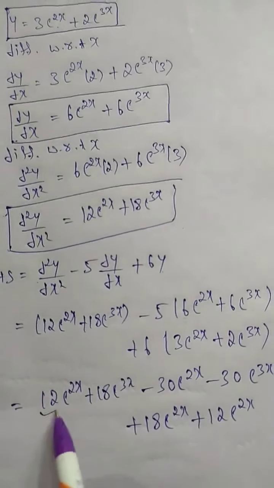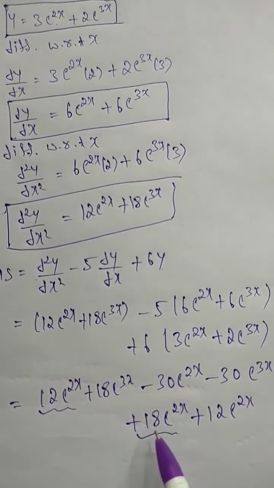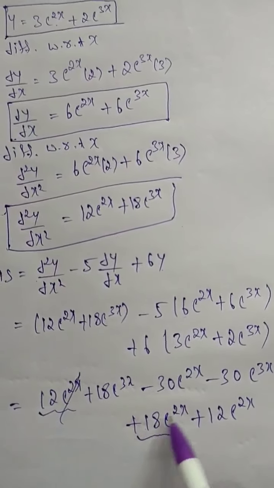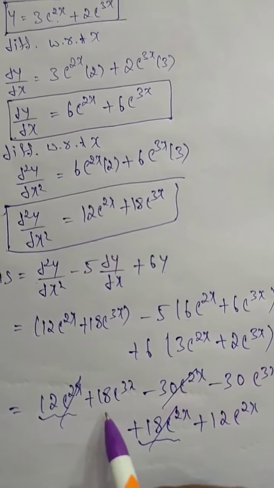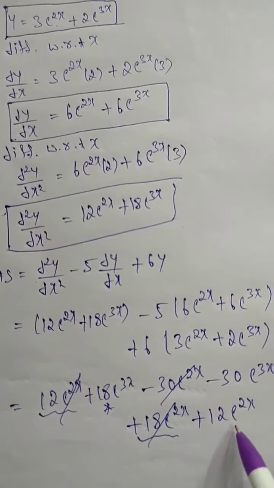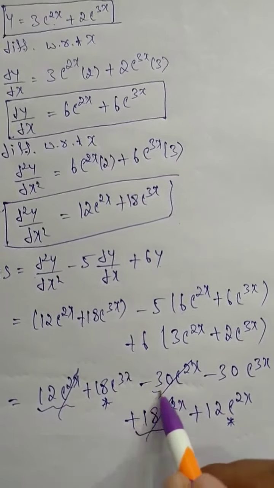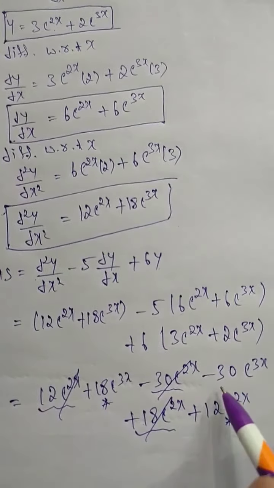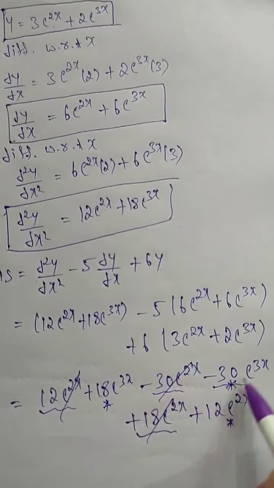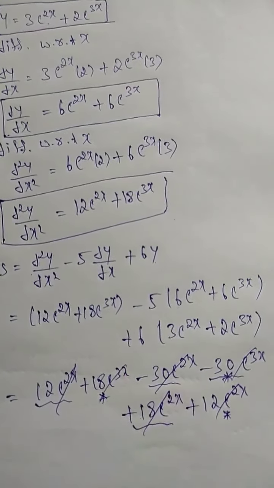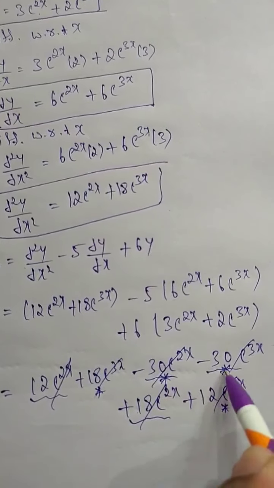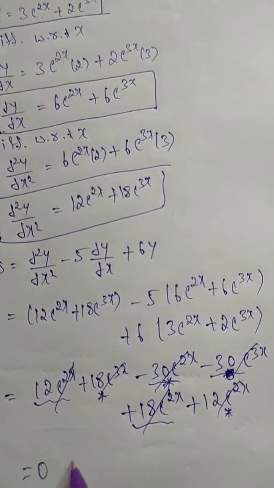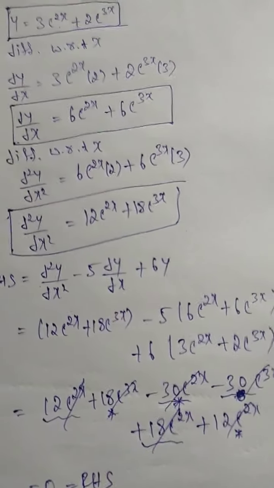Now 12 e to the power of 2x plus 18 e to the power of 2x is what? 30 e to the power of 2x, and minus 30 e to the power of 2x will cancel. 18 e to the power of 3x and 12 e to the power of 3x is 30 e to the power of 3x, which cancels with minus 30 e to the power of 3x. Is it clear? So we are left with 0. This is equal to the RHS.